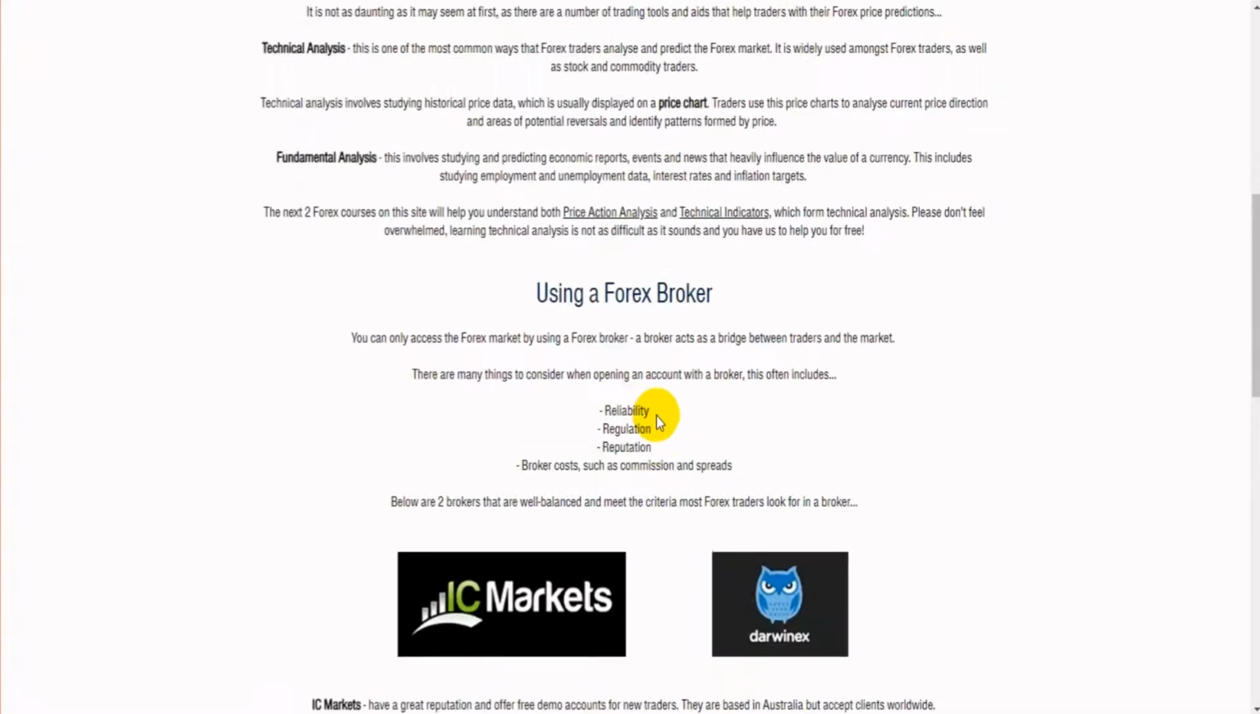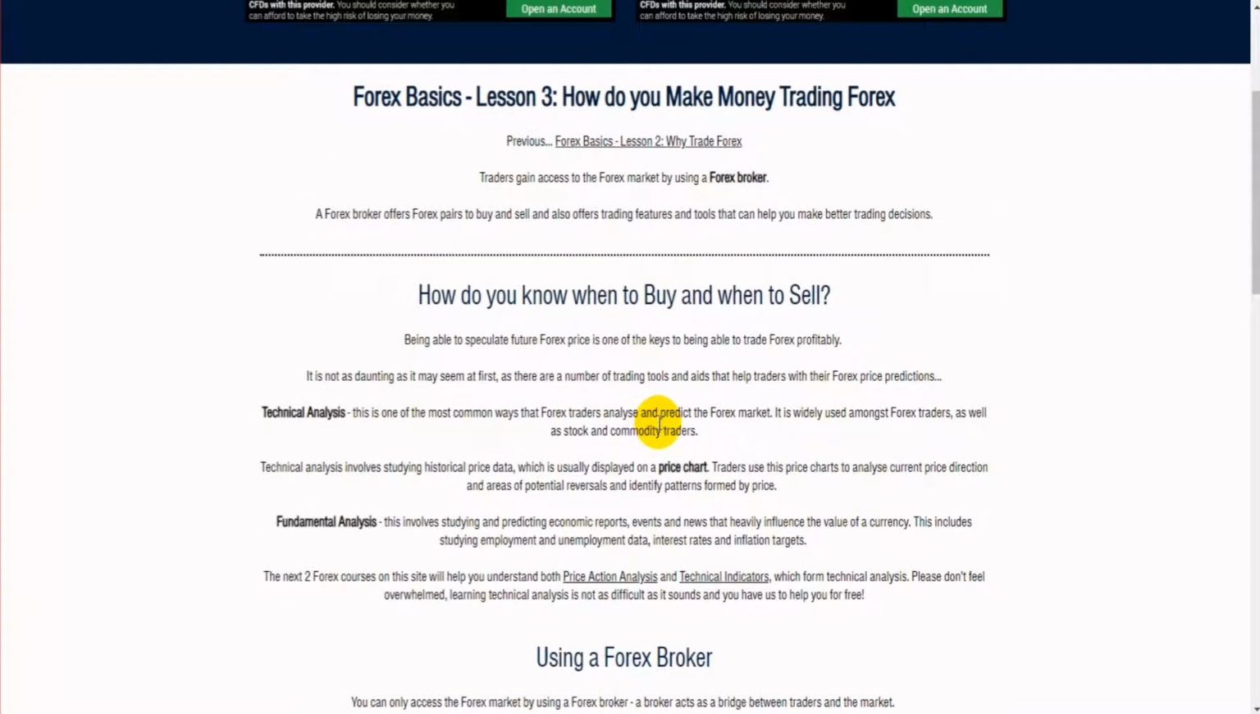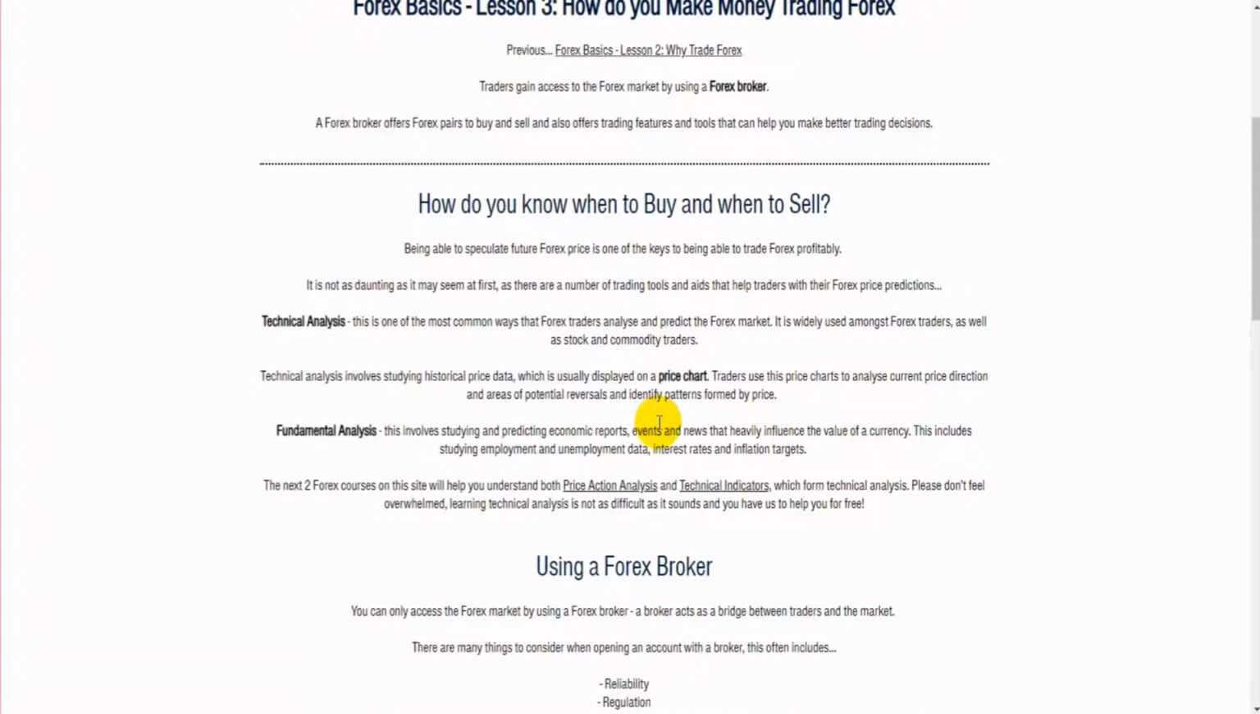So how do you know when to buy and when to sell? It's easy to say go and open a free demo account with a Forex broker. It's easy to tell you what Forex trading is and why you should trade it, but it's a completely other game when it comes to deciding what currencies to buy, when to buy them, and also when to sell them.